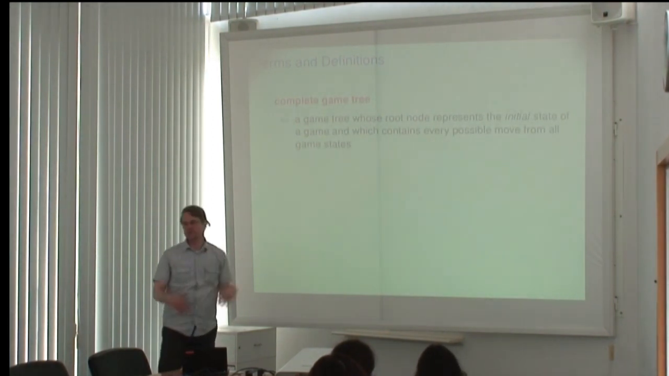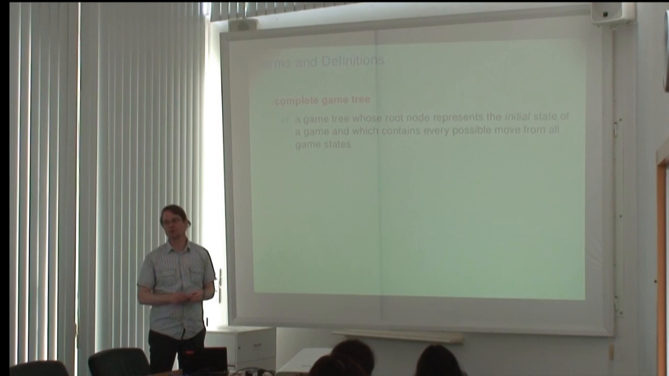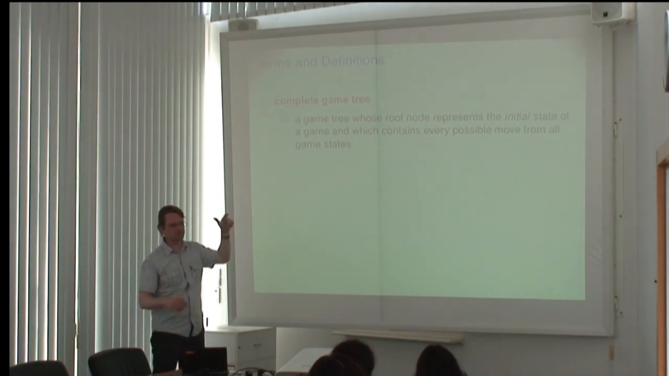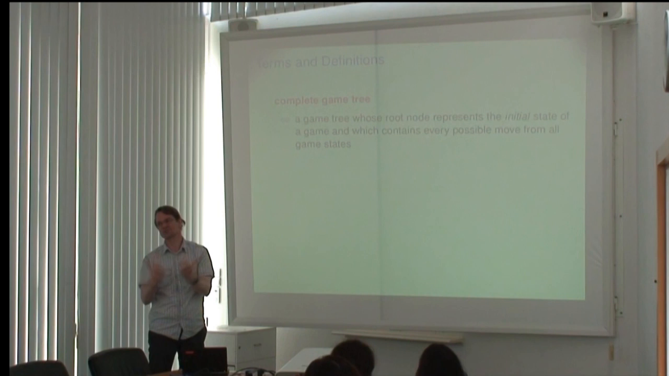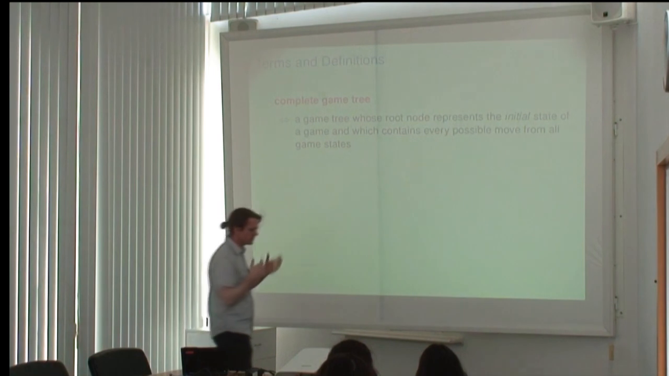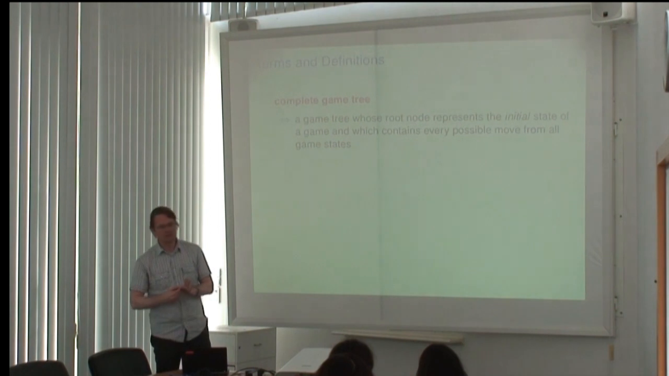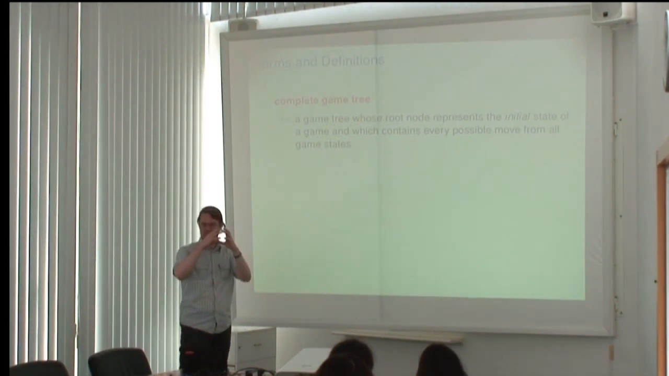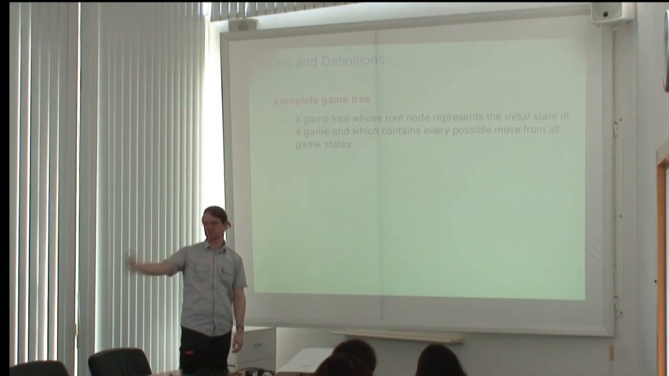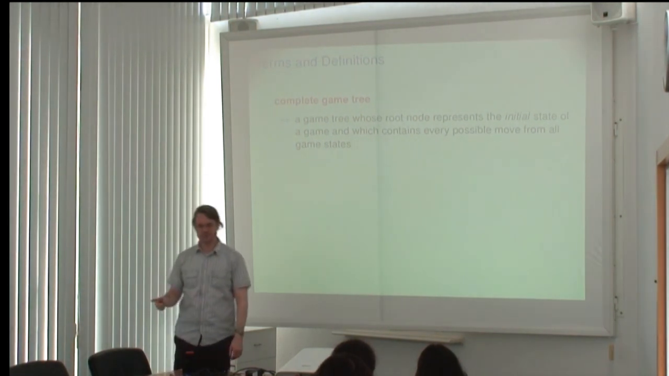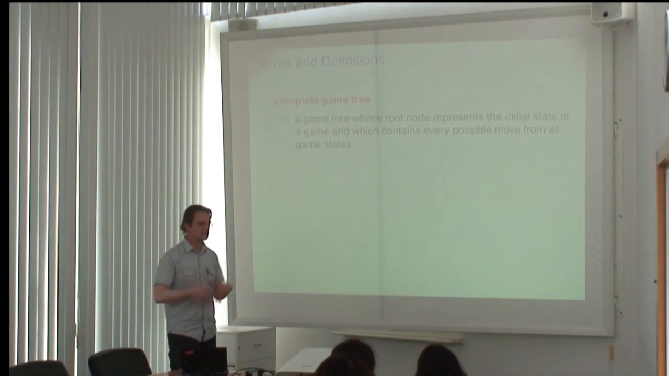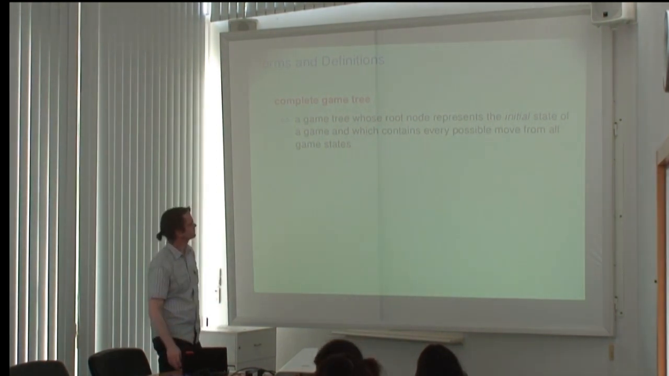I already mentioned there are complete game trees. Those are the game trees whose root node is the initial start configuration state of the game. For tic-tac-toe, that would be the situation where the whole board is empty. And then this complete tree not only contains the initial state, but every other possible state that could be reached from the initial state. And you will have to compute the number of states. It's not that big, but it's not that small either. You will figure it out.